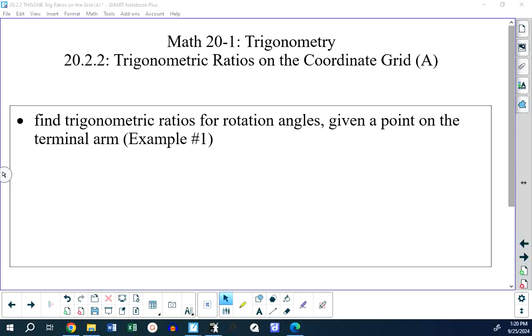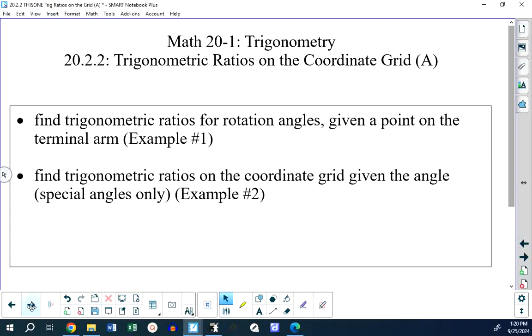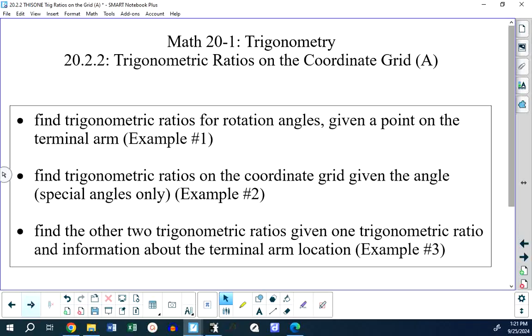We're going to be finding trig ratios for rotation angles if I give you a point on the terminal arm, the coordinates of a point. We're going to be finding trig ratios if I give you the angle, and that's if I give you the special angle. So this is talking about angles that are multiples of 30 or 45 degrees. And if I give you one trigonometric ratio and enough information, you should be able to find the other 2 trigonometric ratios. Okay?